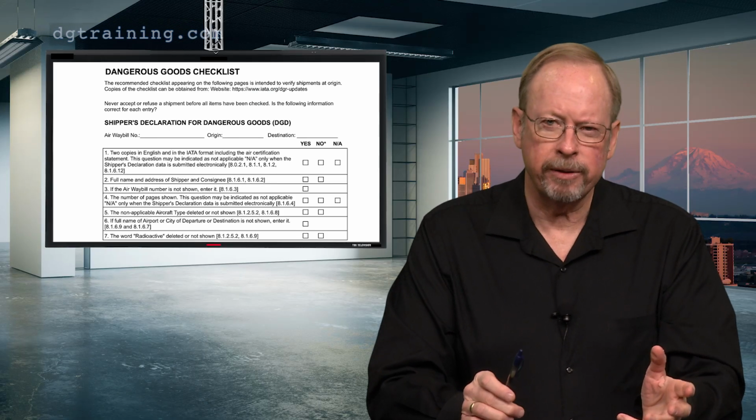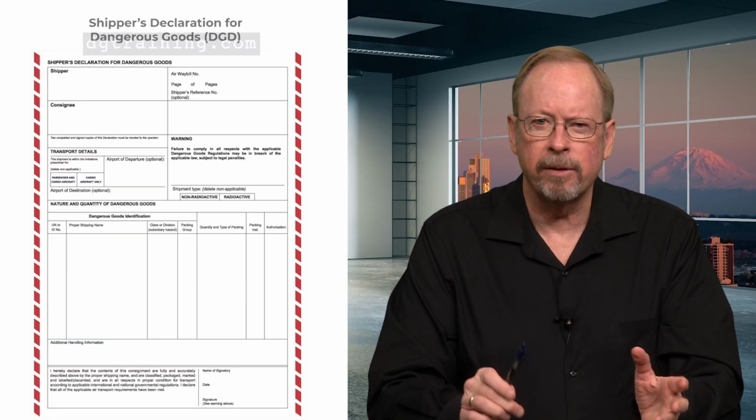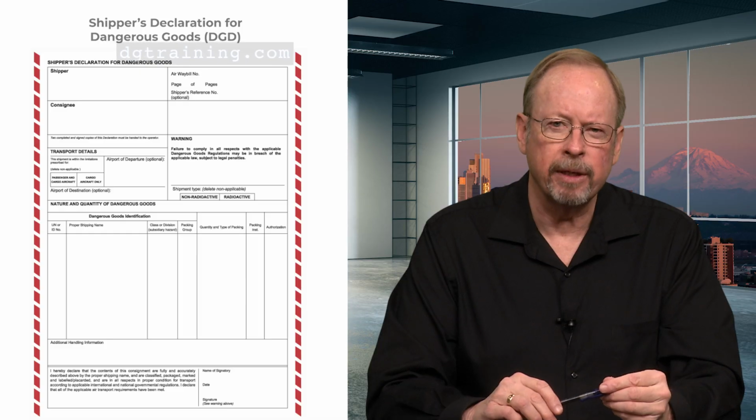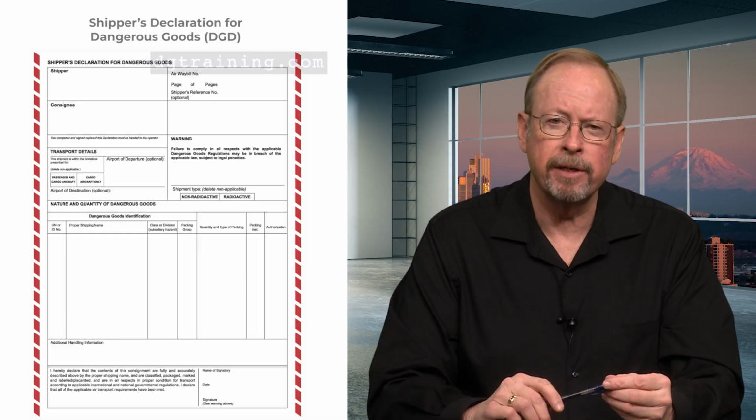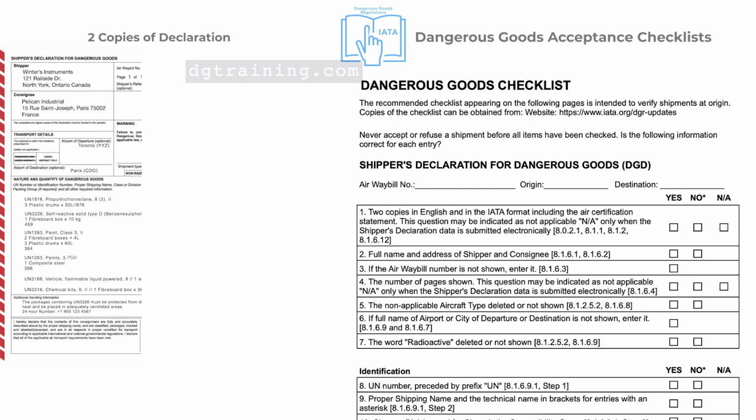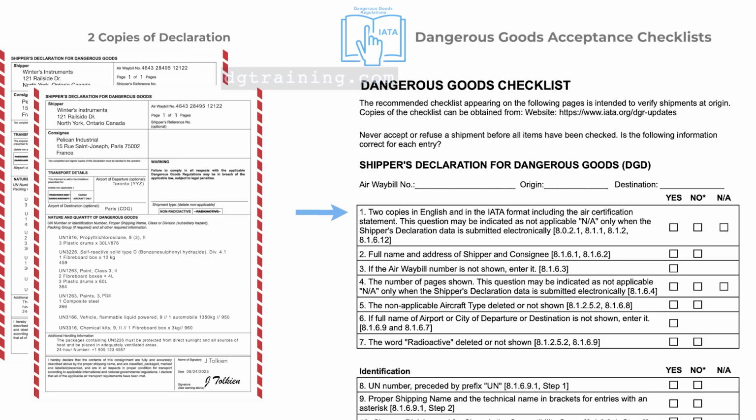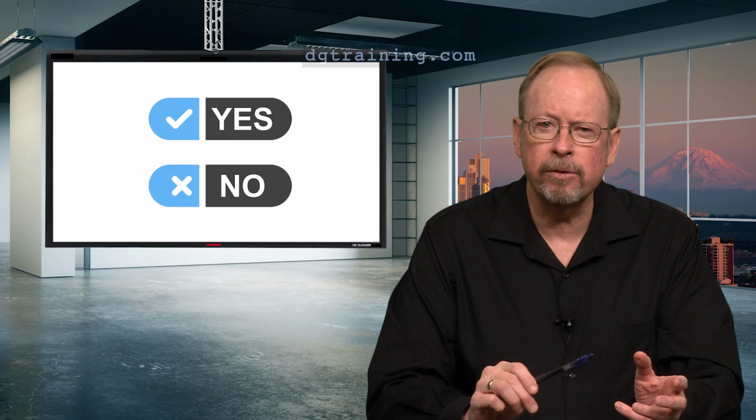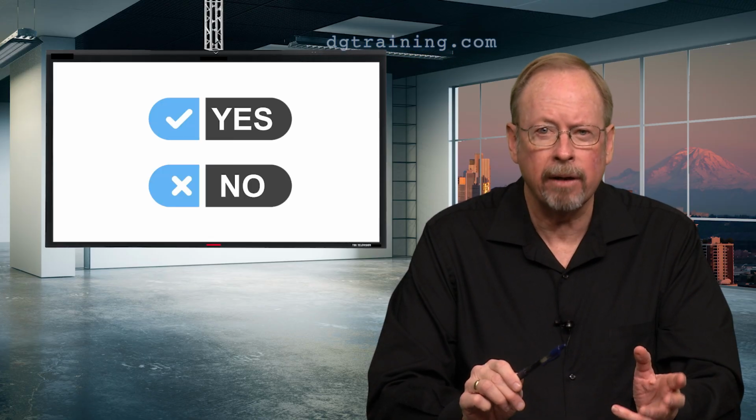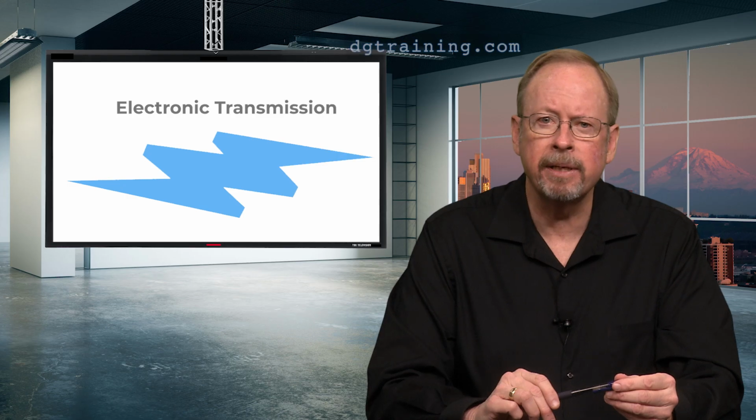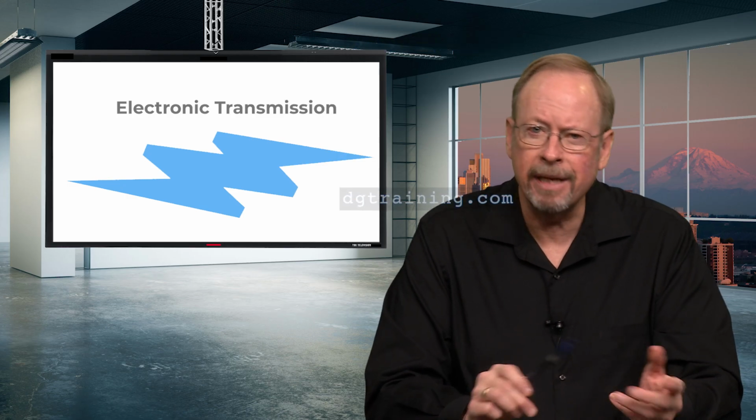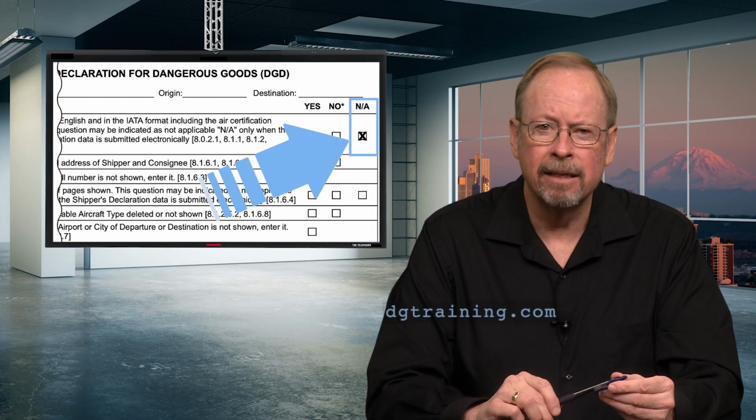Remember, on page 1 of the checklist, these items are going to pertain to the red and white IATA Shipper's Declaration, or an electronic version of the DGD. The first item on the checklist asks if you have 2 copies of the DGD in English and in the IATA format. This is usually a yes or no question, but there are provisions for the DGD to be communicated electronically, so in that case, it could get an NA.